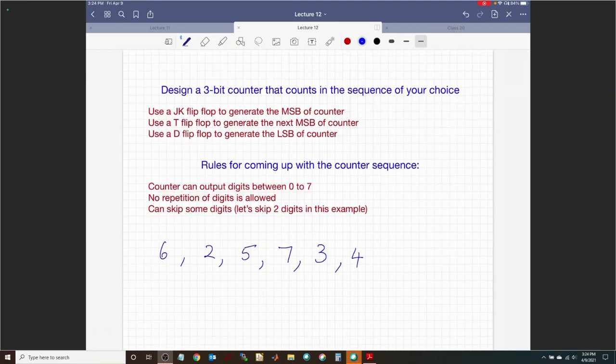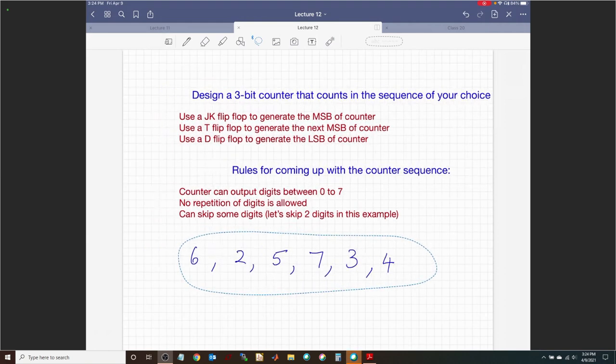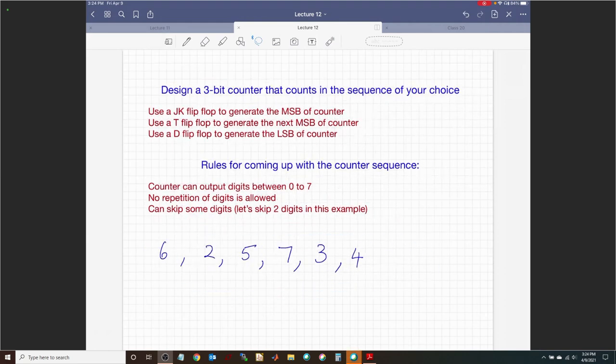So this is our arbitrary counting sequence. Our counter should go from 6 to 2 to 5 to 7 to 3 to 4 back to 6. Right? That's what we want it to do, while using a JK flip-flop, a T flip-flop, and a D flip-flop. Everybody okay with this so far? Our counting sequence is sort of all over the place, right? It's skipping some states. It is jumping up and down. There's no pattern here.